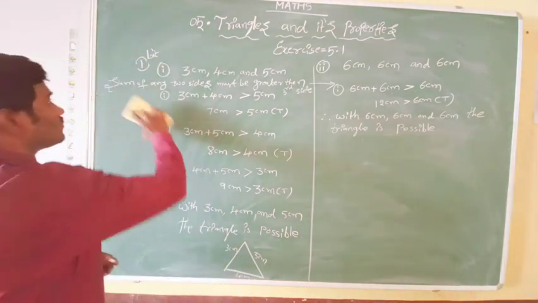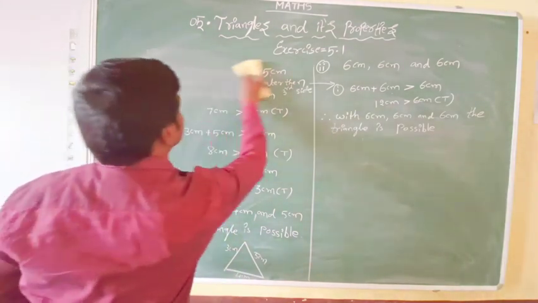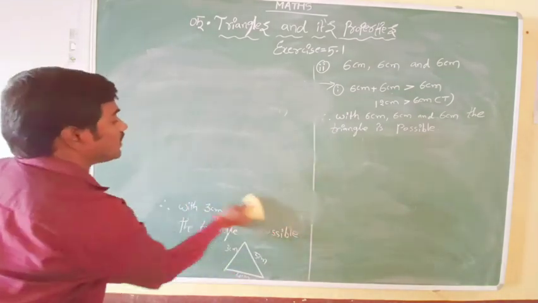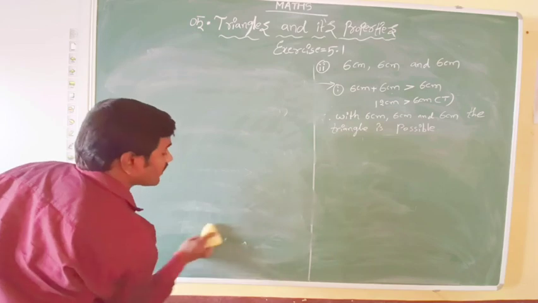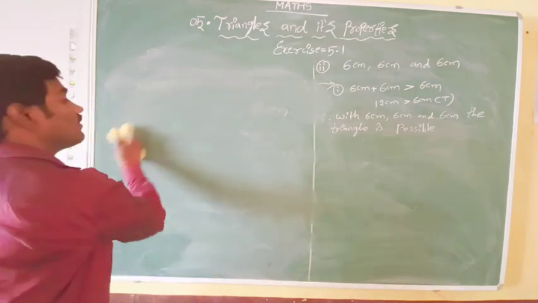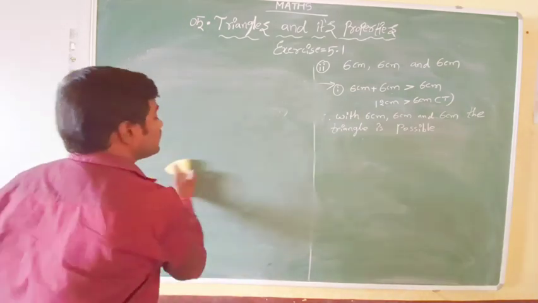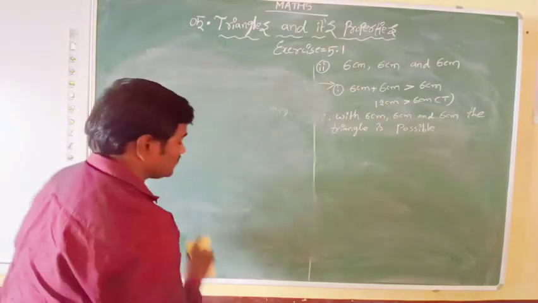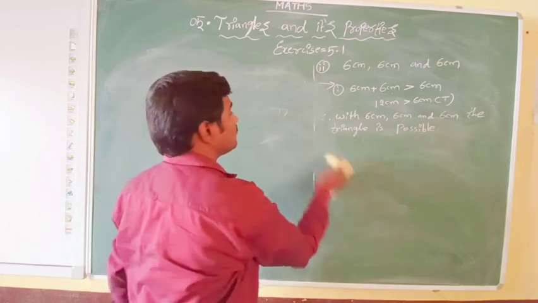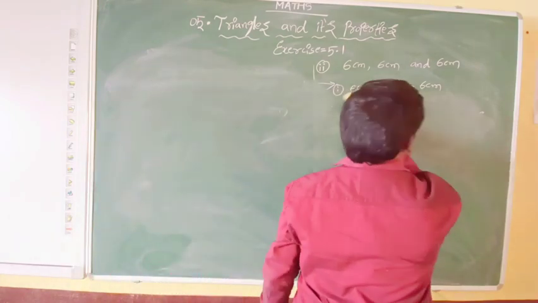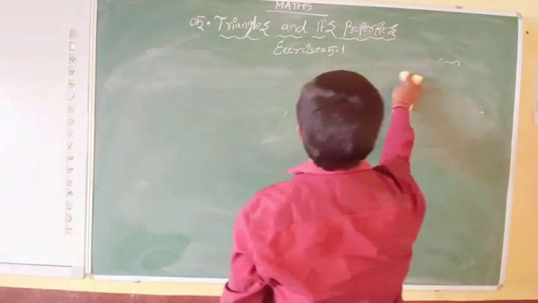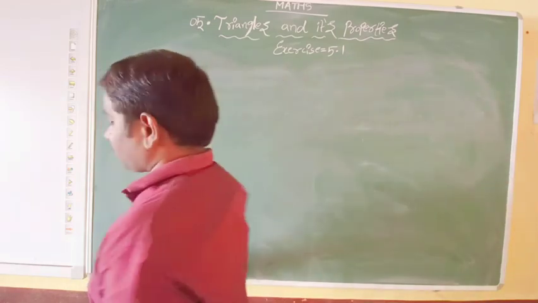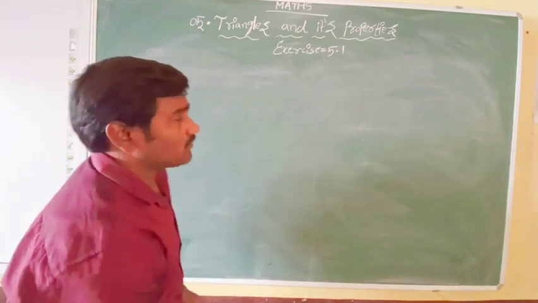We can also check with the third and fourth questions. There are two more internal questions in this exercise. Let us solve these two questions also and check whether the triangle is possible or not. We can go for sum or difference. Some of them feel that finding the difference is difficult. Then in that case you can go for the sum. Okay, then let's go for the third one.